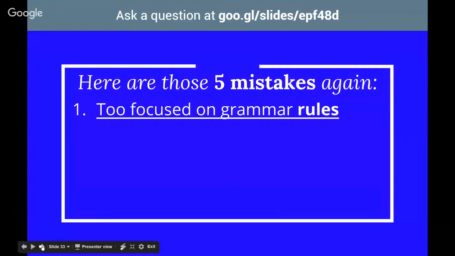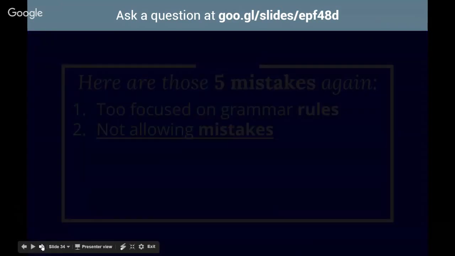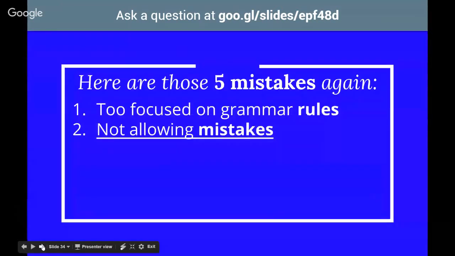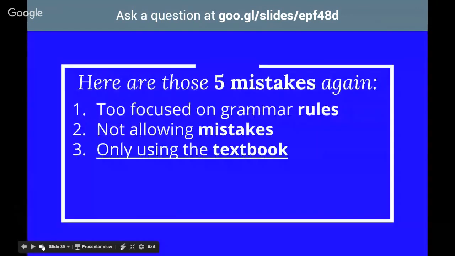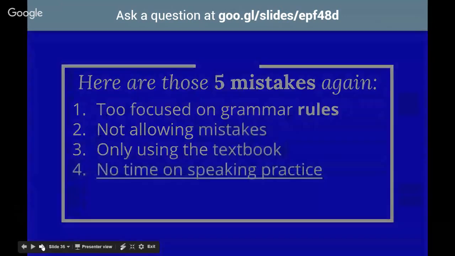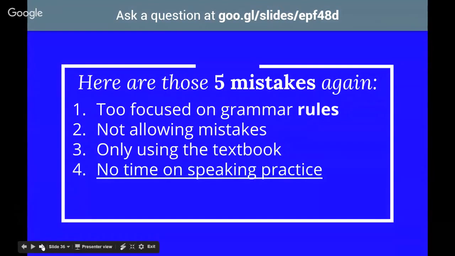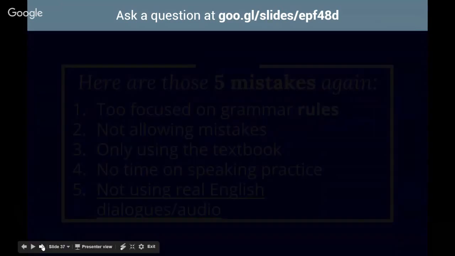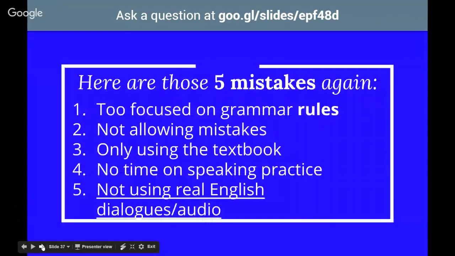So the first mistake, being too focused on grammar rules, too focused on the textbook, right? Not allowing for any mistakes. Number 3, only using the textbook again, because it could help you do well on the test. But now we know that real life English, that's the real test. Number 4 is not spending any time on speaking practice. Maybe there just wasn't time in your classroom. And number 5 is not using real English dialogues. Maybe you don't know where to find them.